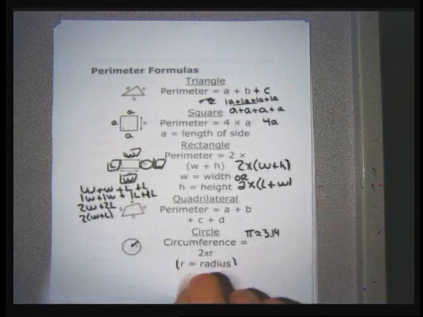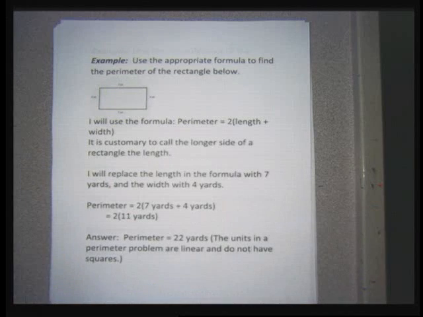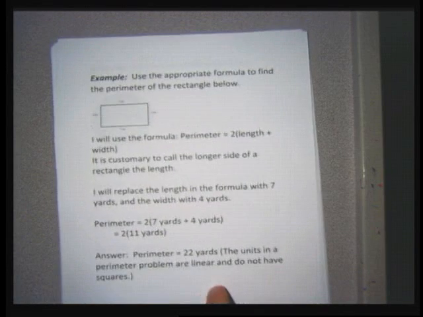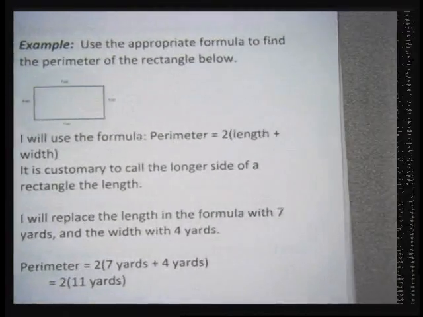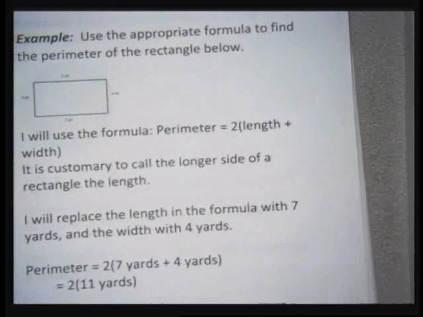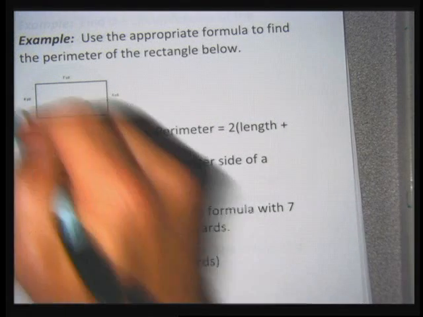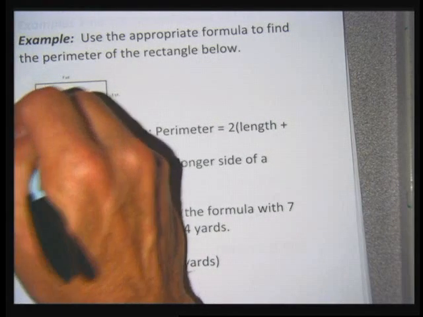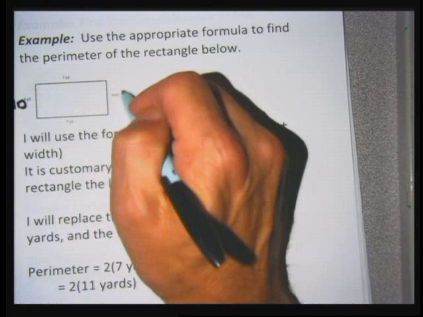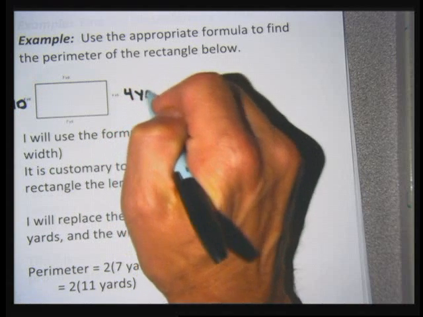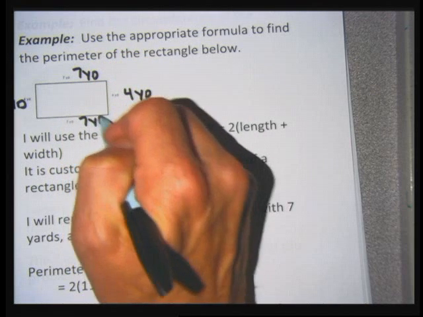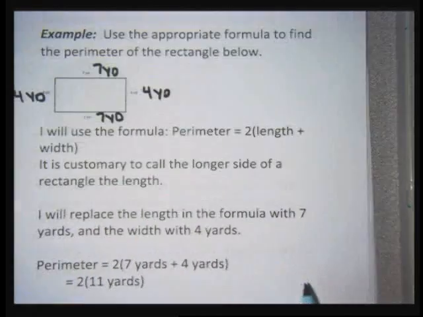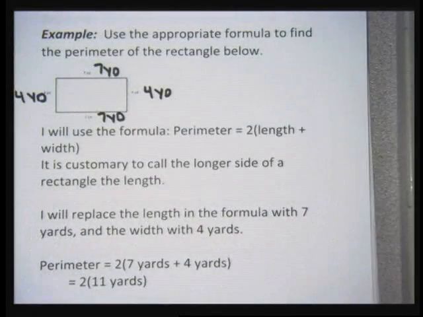Alright, so those formulas I'm going to keep handy. Now I'm going to do some problems, and I'm going to put units in my answer now. So, first example, find the perimeter of this rectangle. For a rectangle, the sides say 4 yards, 4 yards, 7 yards, and 7 yards. Usually I'm going to leave the units off and just throw them in my answer when the units are just linear.